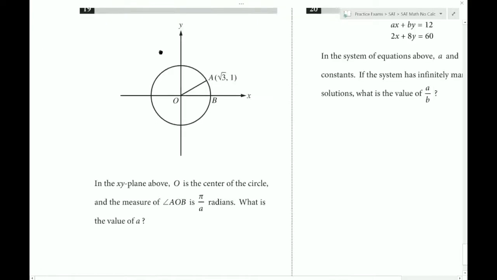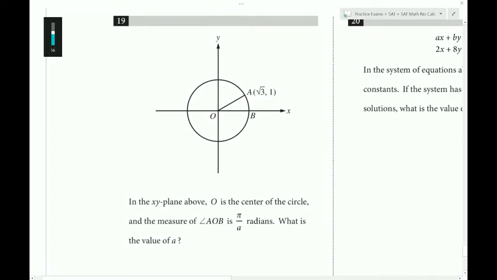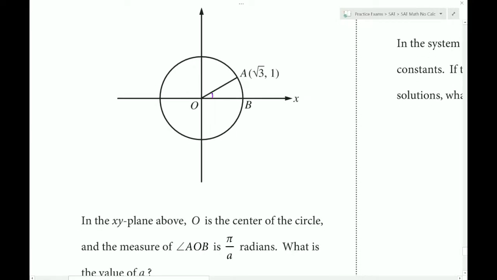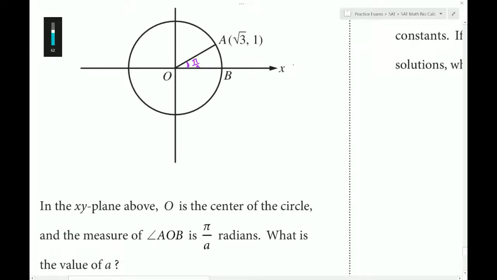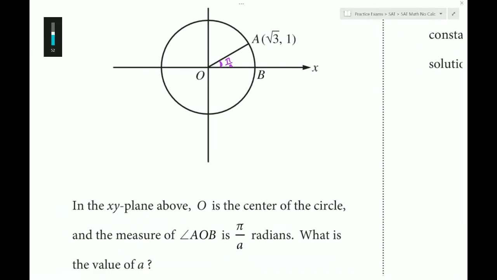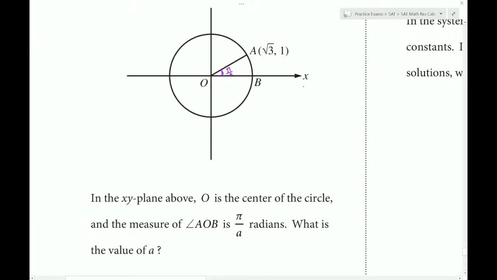All right, last two questions here. So 19. In the xy plane above, O is the center of the circle, and the measure of angle AOB is pi over A radians. What is the value of A? So this angle is pi over A in radians. We want to find the value of A. Okay, so we want to find out how many degrees, effectively, are in the angle, and then we can convert it into radians. Not too bad.